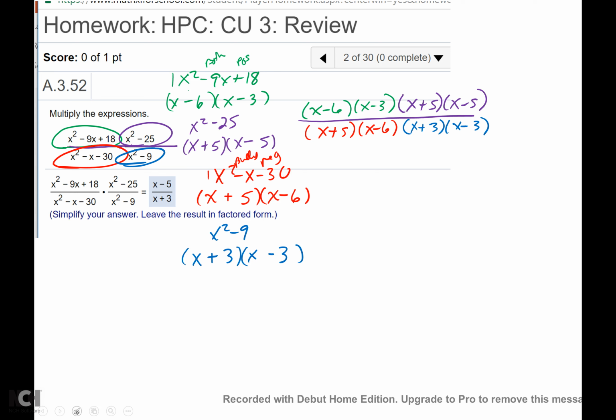So I factored everything and not combined, but put the factors on top together, put the factors on bottom together, so now I can cancel. The x plus 5's cancel, the x minus 6's cancel, the x minus 3's cancel. So what I'm left with on top is x minus 5, and on bottom is x plus 3. Okay?